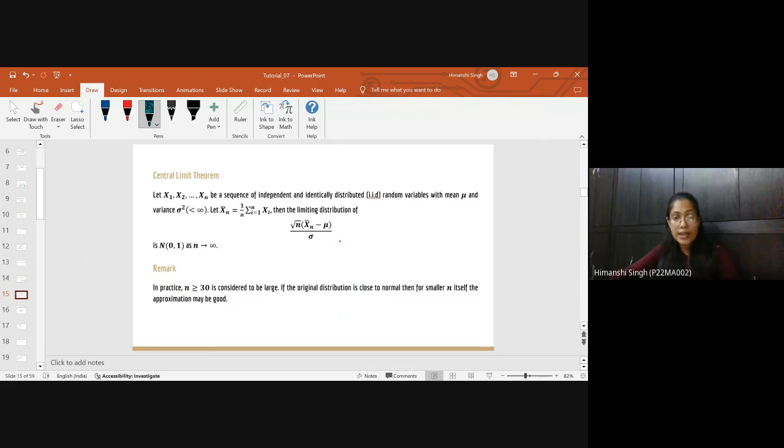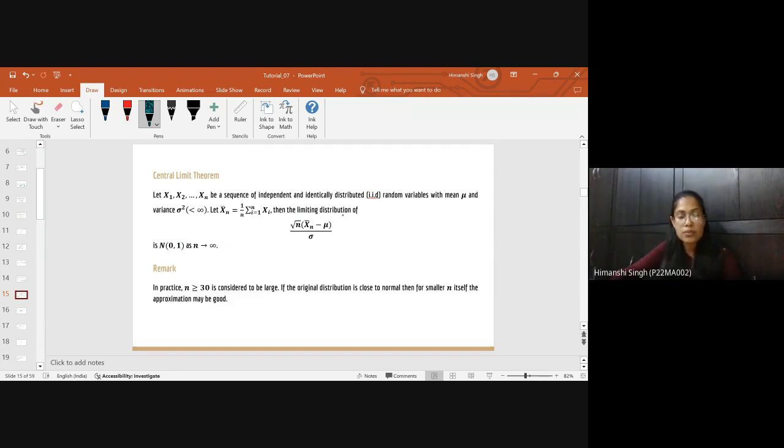Now, apart from this central limit theorem, which is a very important theorem that has been discussed: if I have n independent and identically distributed random variables with mean mu and variance sigma square, and I consider Xn bar to be the mean, that is 1 upon n summation i going from 1 to n Xi, then the limiting distribution of root n times (Xn bar minus mu) upon sigma will be a standard normal as n tends to infinity.